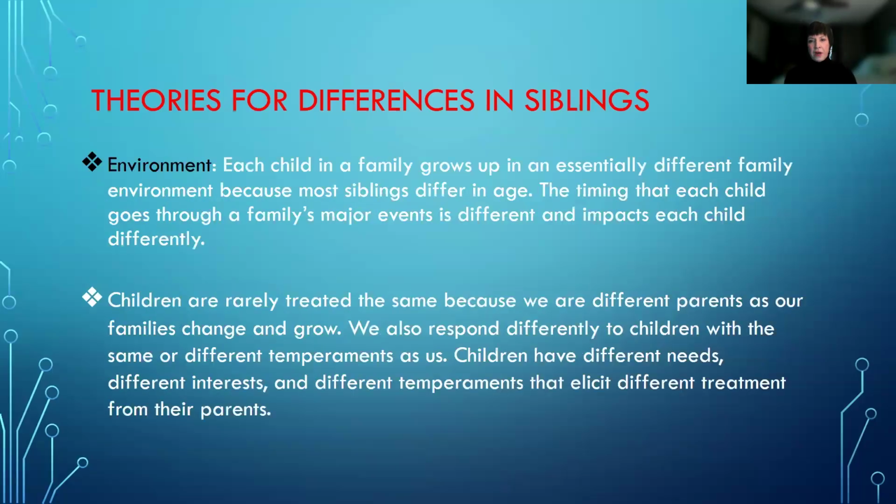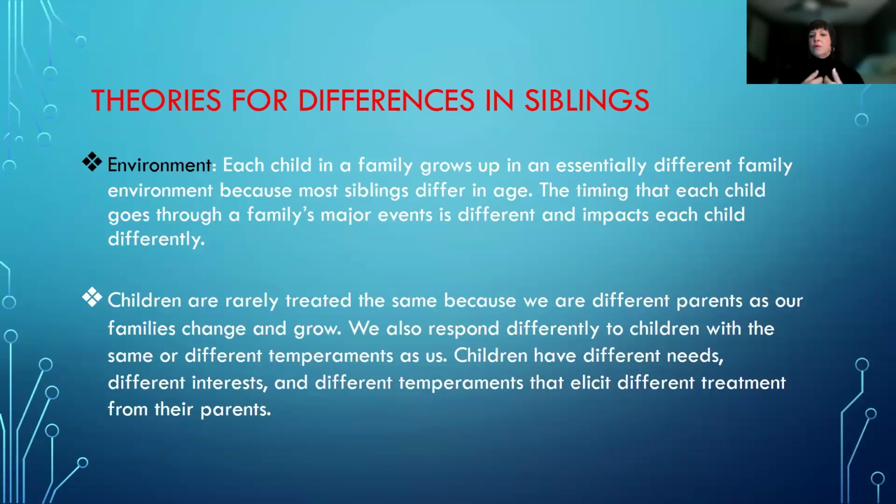The second one is the environment. And we think about children born into the same family with the same parents, often in the same house. But in reality, each child grows up in a different family because typically siblings, other than twins and triplets and other multiples, differ in age. And so the timing that each child goes through a family is different.